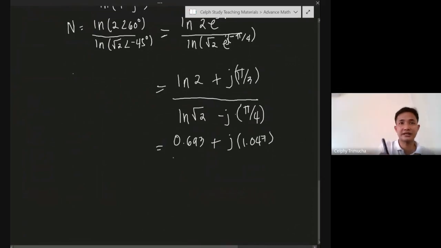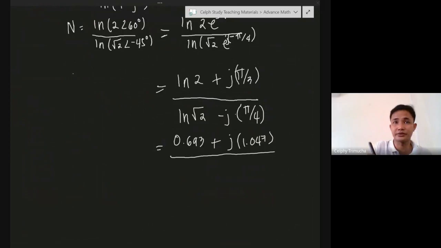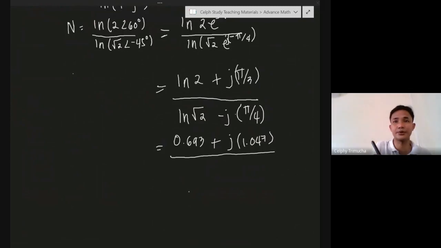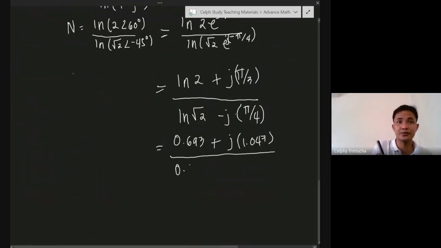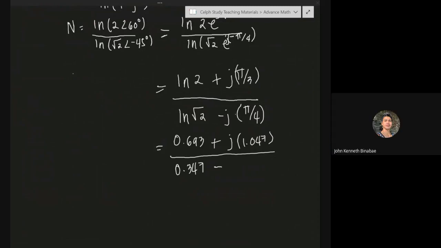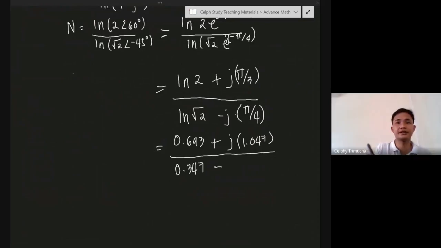Next, sa atong denominator, we will have ln square root of 2 equals 0.347 minus, so pi all over 4, shift pi divided by 4, 0.785.